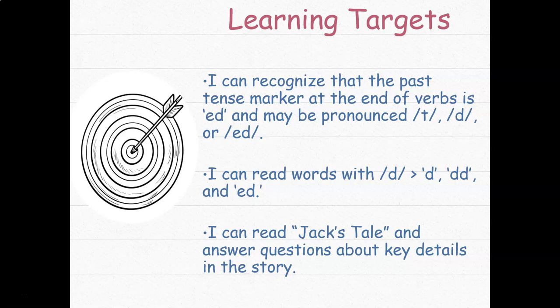Throughout today's lesson, we're going to see these learning targets. I can recognize that the past tense marker at the end of verbs is ed and may be pronounced t, d, or ed. I can read words with d spelled d, dd, and ed. I can read Jack's tale and answer questions about key details in the story.